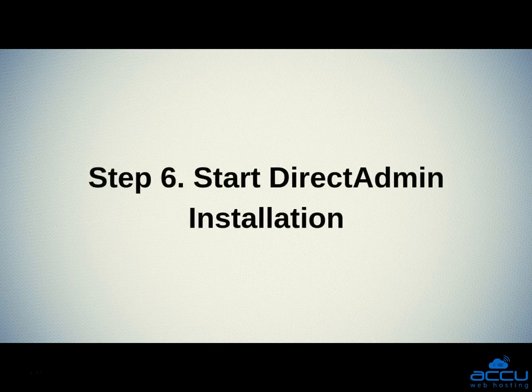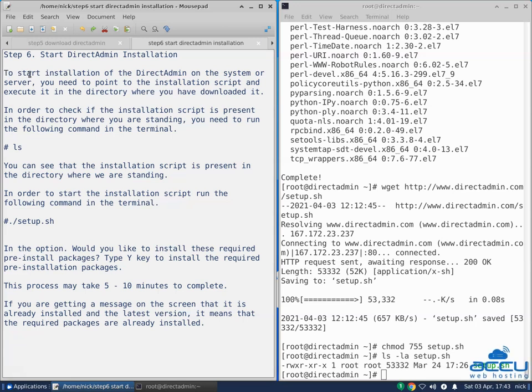Step 6. Start DirectAdmin installation. To start the installation of the DirectAdmin on the system or server, you need to point to the installation script and execute it in the directory where you have downloaded it. In order to check if the installation script is present in the directory where you are standing, you need to run the following command in the terminal.